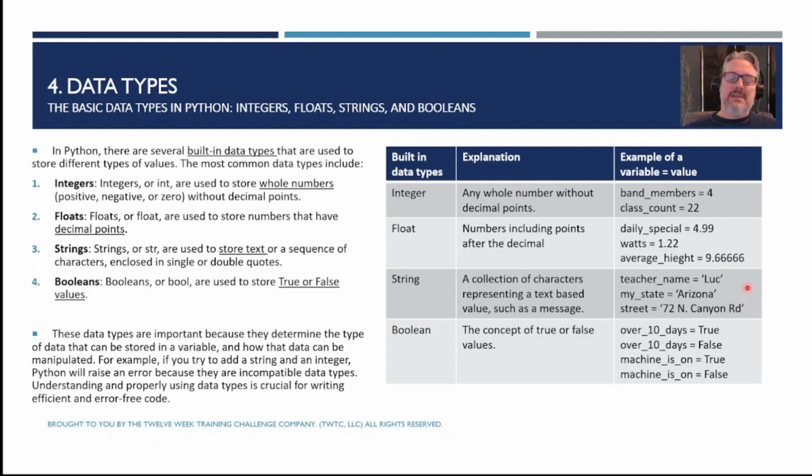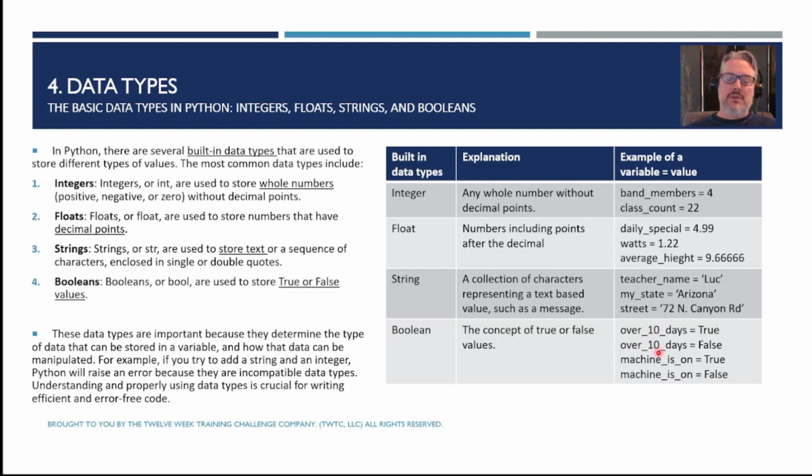So what happens is if you store that in the drawer teacher name, when you open the drawer, you see the word Luke in there. Same thing, if you open the drawer of my state, you see the word Arizona. If you open the drawer of street, you see 72 North Canyon Road. The last one we're going to talk about for data types is Boolean, which is the true or false.